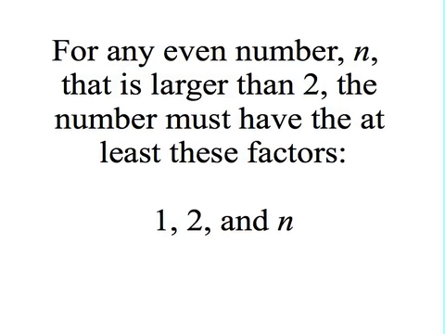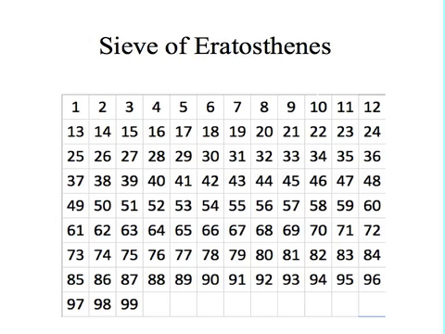And for any other even number, say n, that happens to be larger than 2, the number must have at least these factors: 1, 2, and the number itself. So that tells us that except for 2, all other even numbers are composite. And now we're going to use this method from a long time ago called the sieve of Eratosthenes to find prime numbers up through 99.